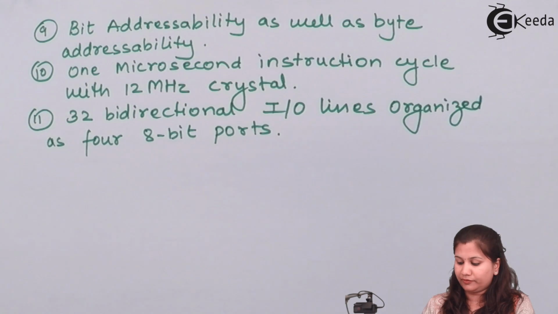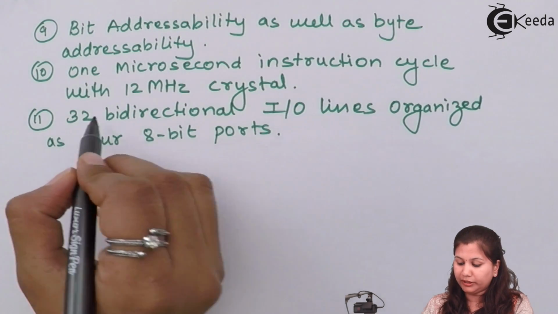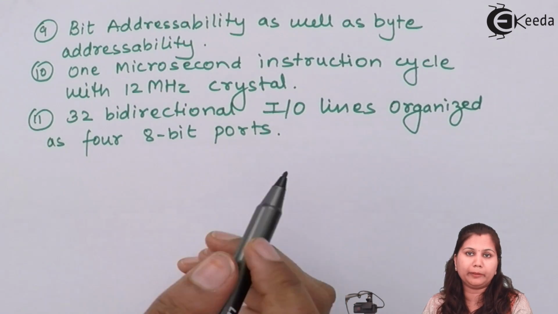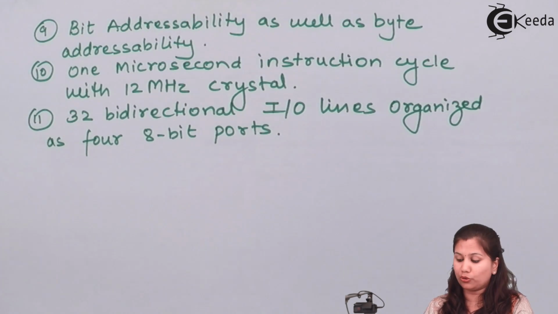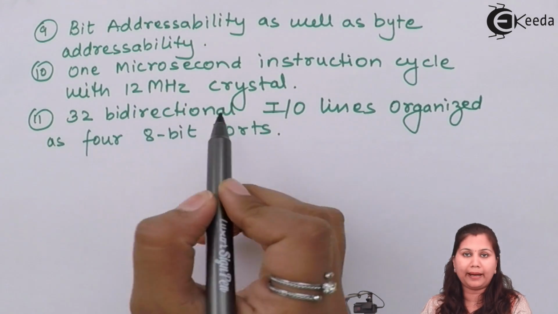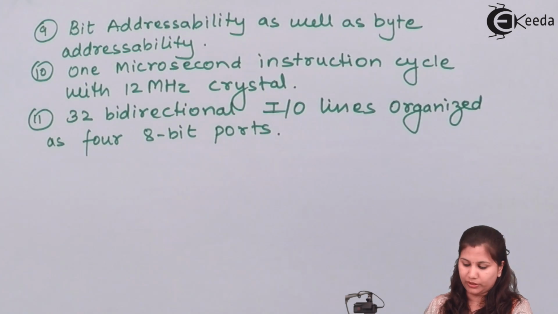Now, because we are having the 40 pins of the 8051, out of those 40 pins, we have 32 bidirectional input-output pins, which are organized as the 4 8-bit ports, or the 4 register banks that I have told earlier. So these banks can be used as input-output ports also, and because they are acting as input lines also and output lines also, they are bidirectional. So out of the 40 pins, we have the 32 pins which are the bidirectional input output ports.